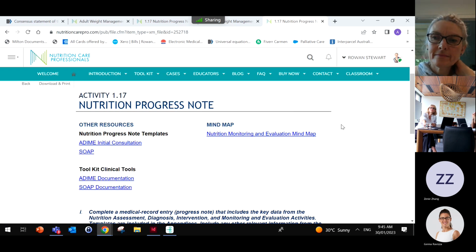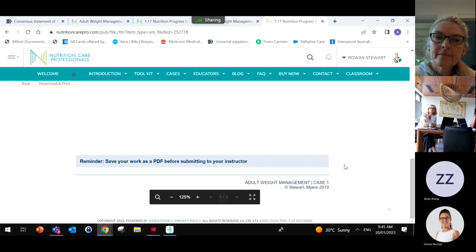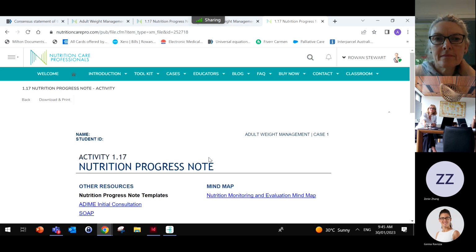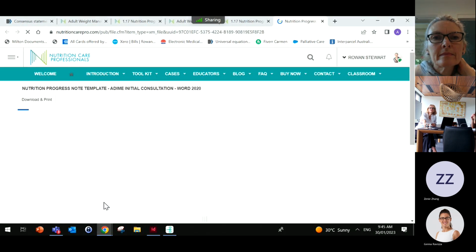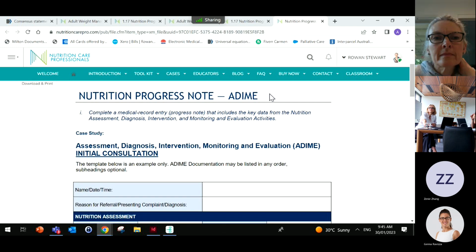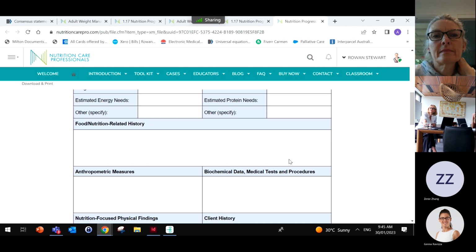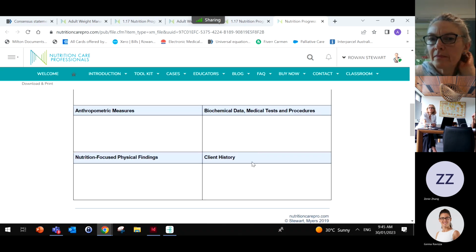And then finally, monitoring and evaluation is the last part of your progress note. So print this out, keep it on hand, and it's well worth memorizing something like this ADAM consultation template, because it forms the basis of every consultation that you will have with your patients. You will be adapting this, I imagine, Zini, in the classroom, and Griffith University may have a different way of laying out a nutrition progress note, but this is certainly a lovely starting point for you.